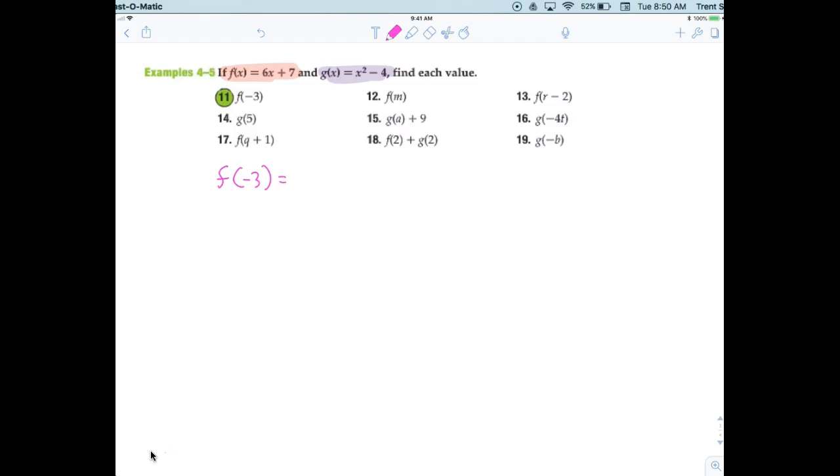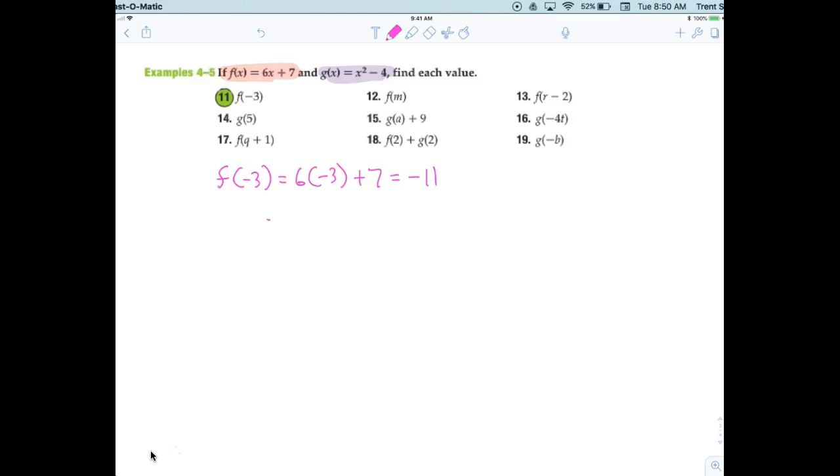For what function, though? For the f. So you write 6 times -3 plus 7. Now let's use your mental math on that. Somebody tell me what that is. -11. And again, get better on your mental math, okay? That's the answer. Now what exactly does that mean again?